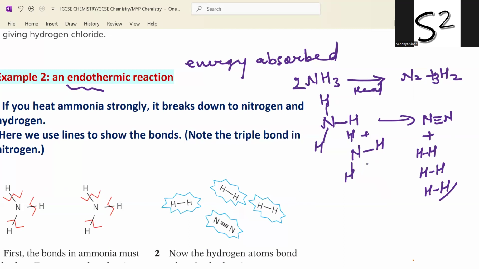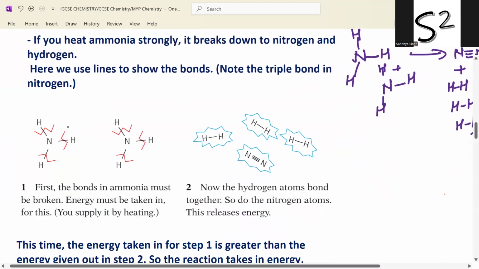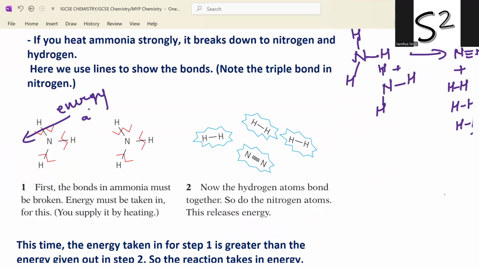See what happens? Energy is absorbed. Look here. This is one ammonia molecule, and this is the other ammonia molecule. To break the bond between nitrogen and hydrogen, energy is absorbed. Energy is absorbed to break the bonds between nitrogen and hydrogen here, here, and here, and similarly here. But here we can see new bonds are formed between hydrogen and hydrogen and between nitrogen and nitrogen. So in this case, energy is released.